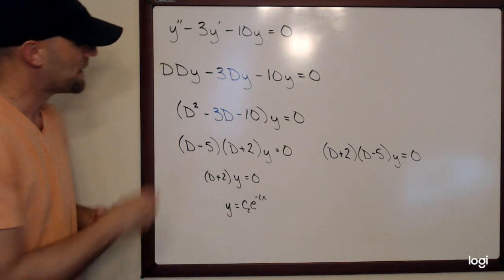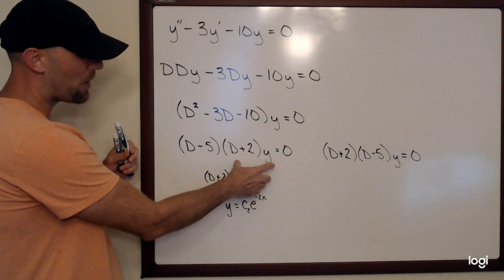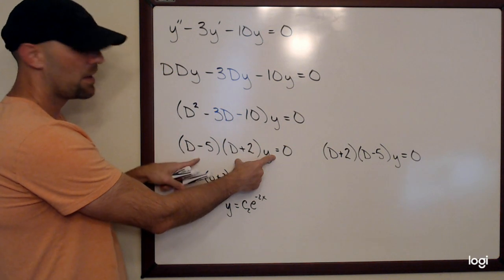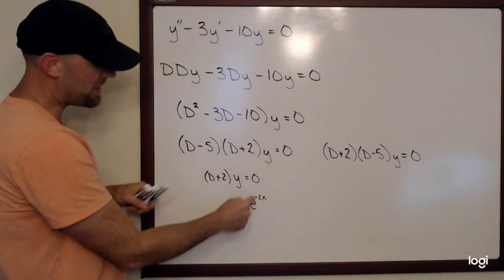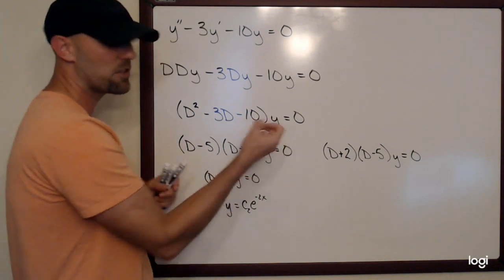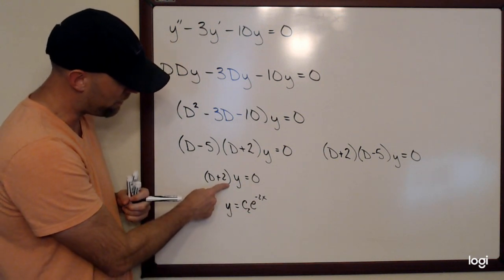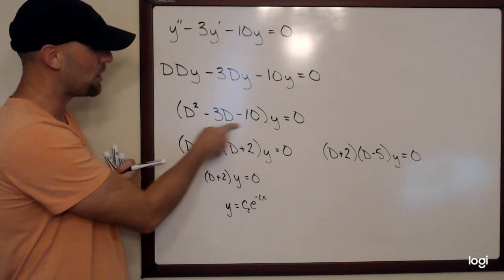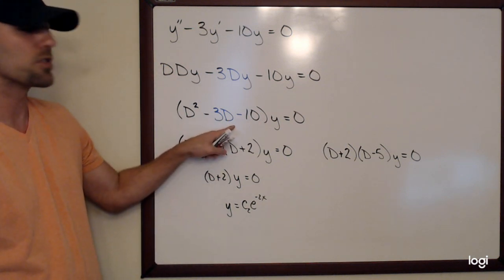And so what I know is that this function was in the kernel of D plus 2. Well, let's plug it in here. If I plug it in here and I apply D plus 2 to that function, don't I get 0? Isn't that what this says? But doesn't D minus 5 map 0 to 0? D plus 2 applied to this function gives me 0, and then D minus 5 applied to 0 gives me 0. So that tells me that not only is this in the kernel of this polynomial operator, it's also in the kernel of this polynomial operator. So while this is a solution for this differential equation, it's also a solution here.